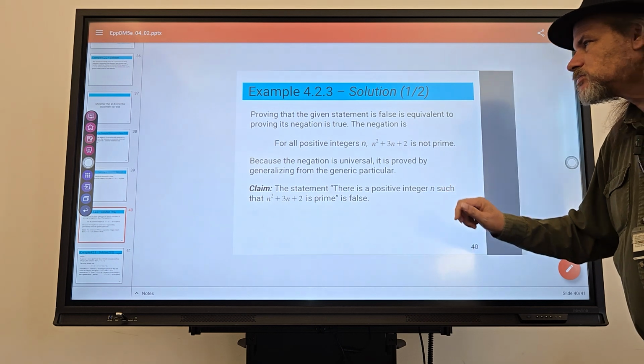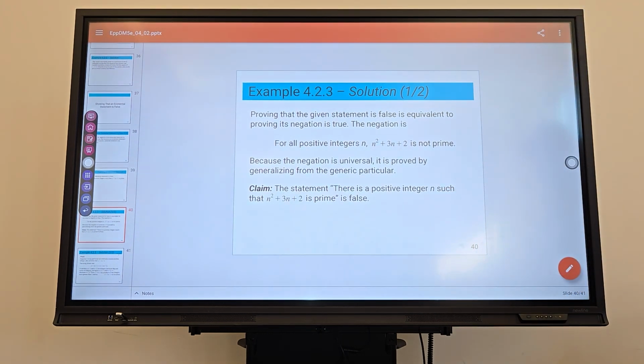Well, proving it false is equivalent to proving its negation is true. Its negation is, for all positive integers n, n squared plus 3n plus 2 is not prime. Because the negation is universal, it is proved by generalizing from the generic particular. The statement that there is a positive integer n such that n squared plus 3n plus 2 is prime is false. So, gotta prove that.